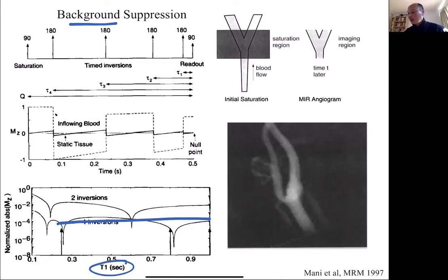So this is an example where, let's say all you cared about was the blood flowing into a region. You can null out all the tissue, all the muscle, all the fat across a range of T1s, such that all you get is an image of the blood that's flowing in, and you're not seeing the background tissue, right? So that's another method that's actually used quite a bit as well.